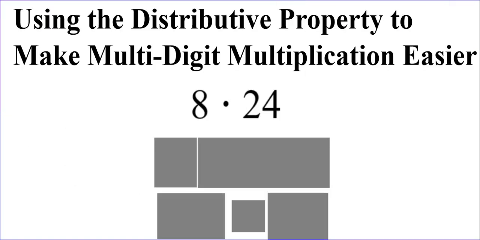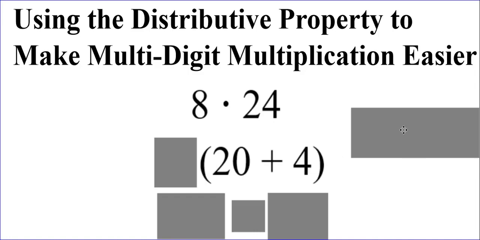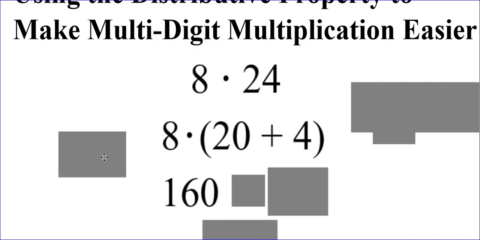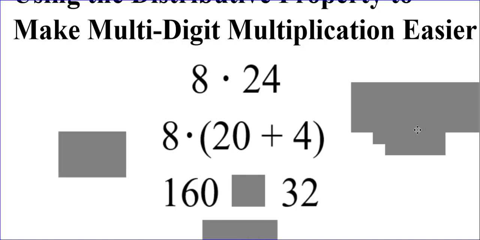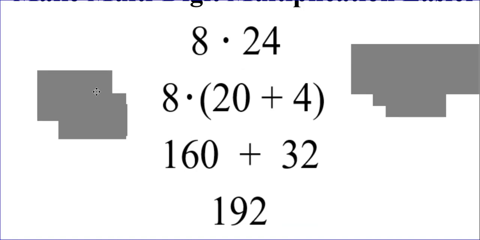Now, the distributive property can also be used to make a multi-digit multiplication problem become easier, especially when you do not have a calculator. Here's what I mean. 8 times 24, where 24 is the same as 20 and 4. In other words, 20 plus 4. And you can take the 8 times the 20 and get 160. Take 8 times 4, 32. Again, this is the idea of the distributive property. Addition stays in between. Add them together, you get 192.